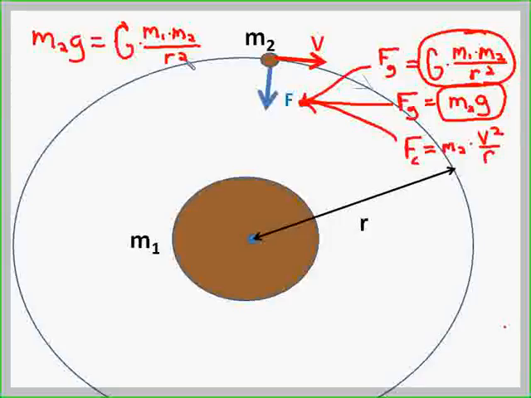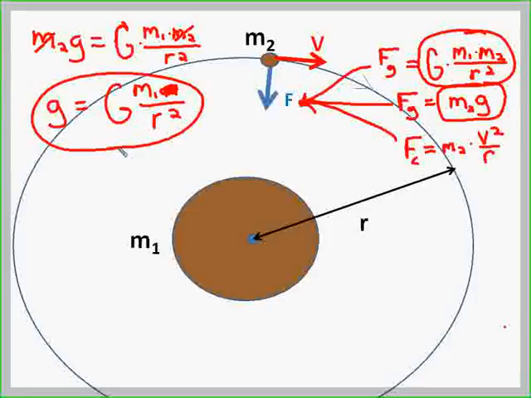And then I immediately notice the m2's cancel out. So what am I left with? g equals big G m1 times, whoa, no times m2. Scribble that out of there. g equals big G m1 all over r squared.